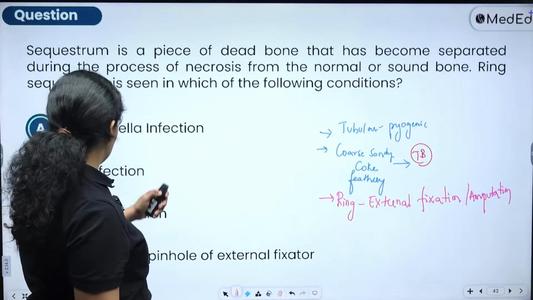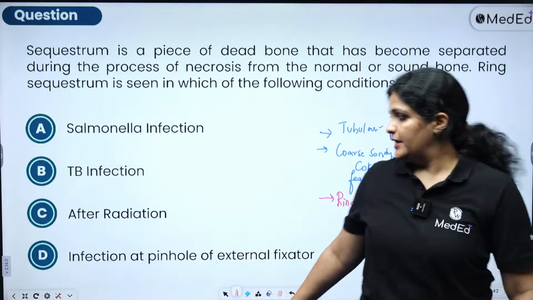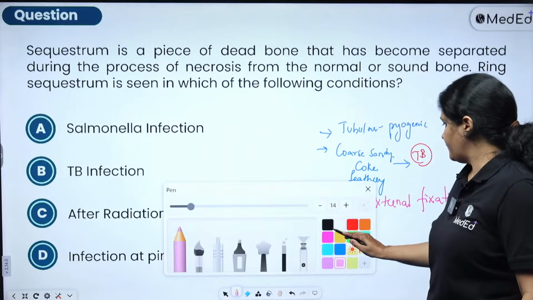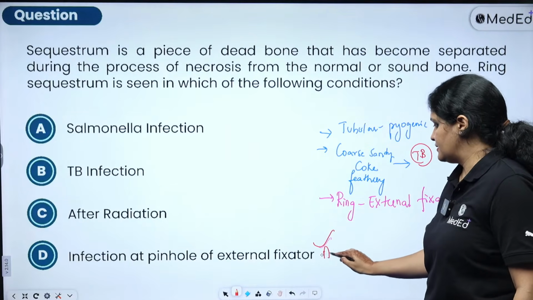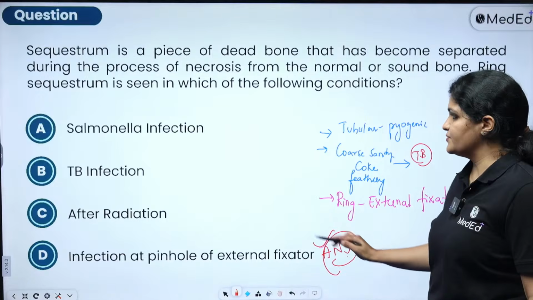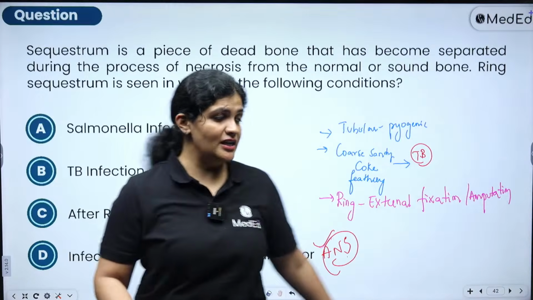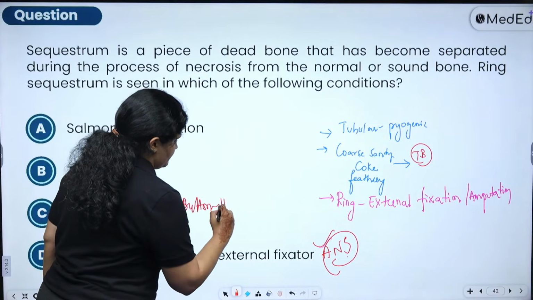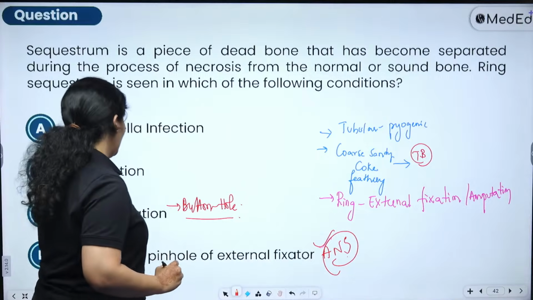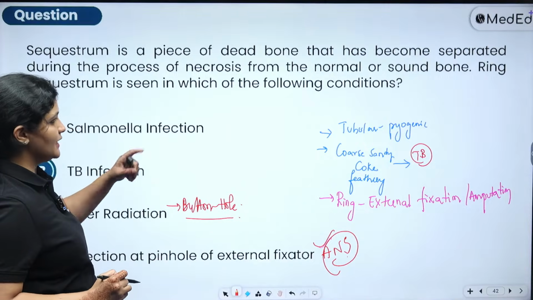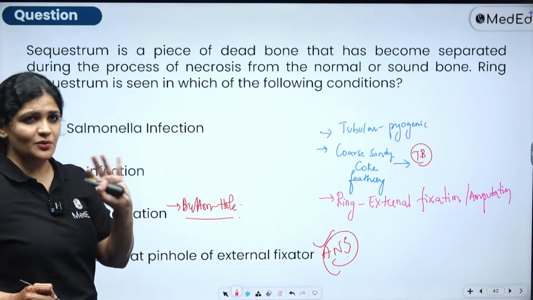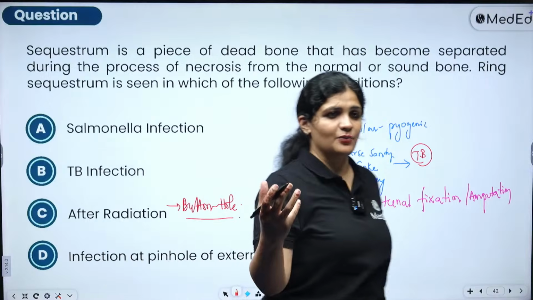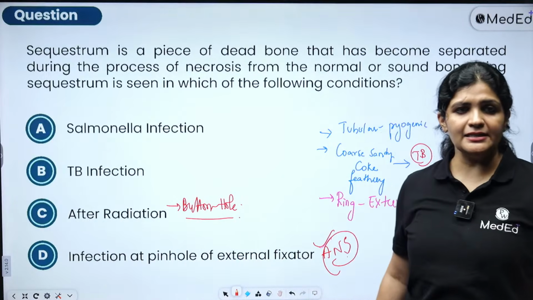So that is about the answer. The answer here remains infection at the pinhole of external fixator. So this is the answer. Okay, after radiation, what type of sequestrum you see? After radiation, you see what is called the buttonhole sequestrum. And salmonella is mainly seen in case of sickle cell anemia. There is no specific sequestrum which is seen. In TB infection, I have told you the coarse sandy, coke and feathery sequestrum we see. Okay, clear guys?